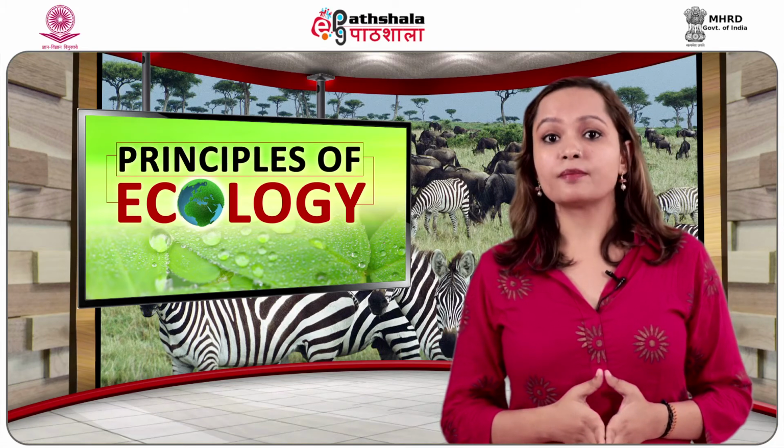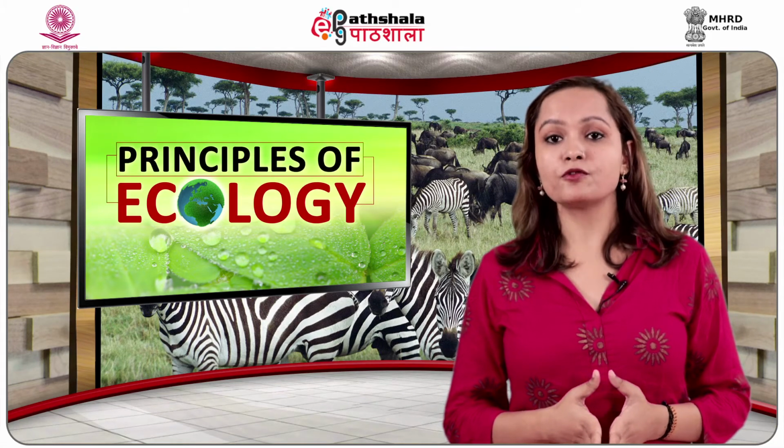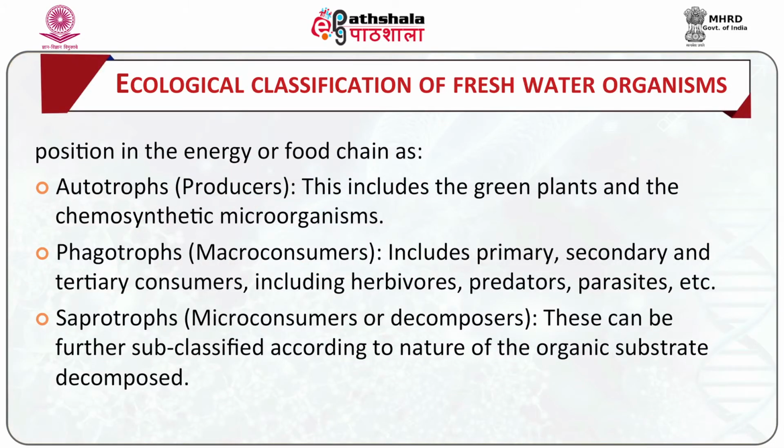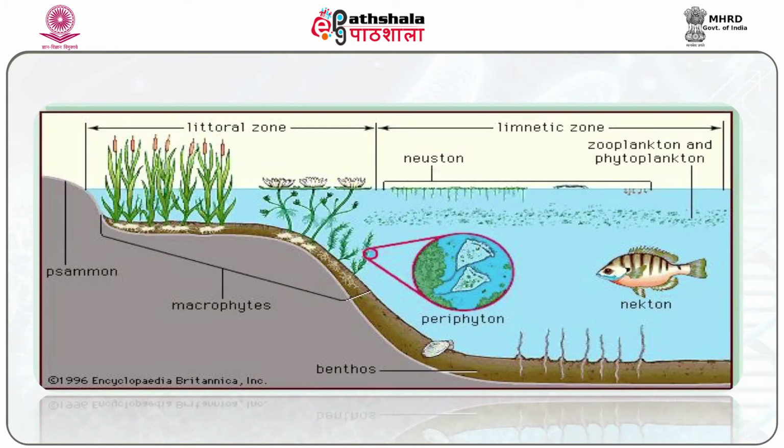These may be classified on the basis of their position in the energy or food chain as follows. Autotrophs, or the producers. This includes green plants and the chemosynthetic microorganisms. Next, phagotrophs, or macro consumers, include primary, secondary and tertiary consumers, including herbivores, predators, parasites, etc. Saprotrophs, micro consumers or decomposers. They can be further subclassified according to the nature of organic substrate decomposed. Aquatic organisms may also be classified according to their habitat in water based on their mode of life.